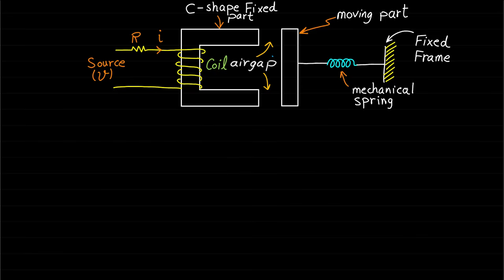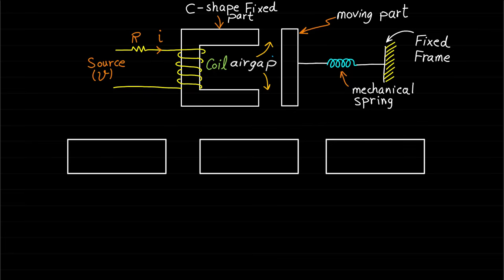In general, this electromechanical energy conversion system, or any electromechanical energy conversion system, can be represented by three systems. The first system is the electrical system, which represents the electrical source, the resistance R, and the coil.